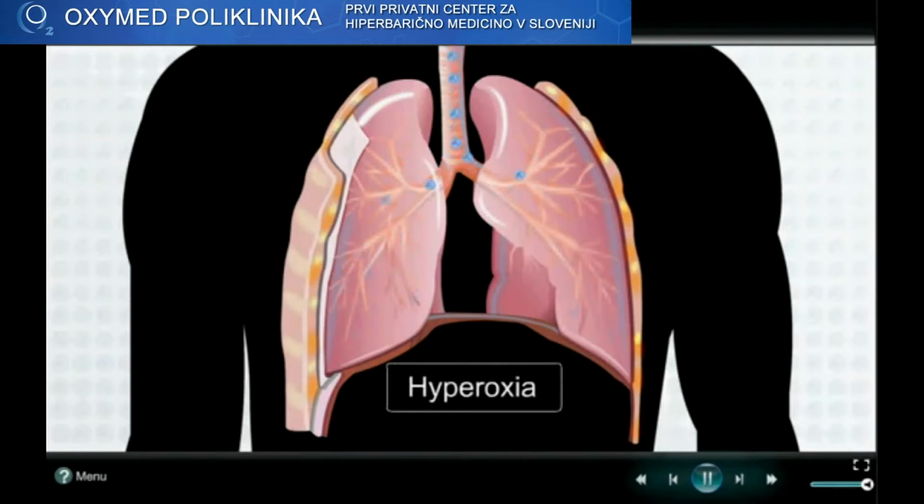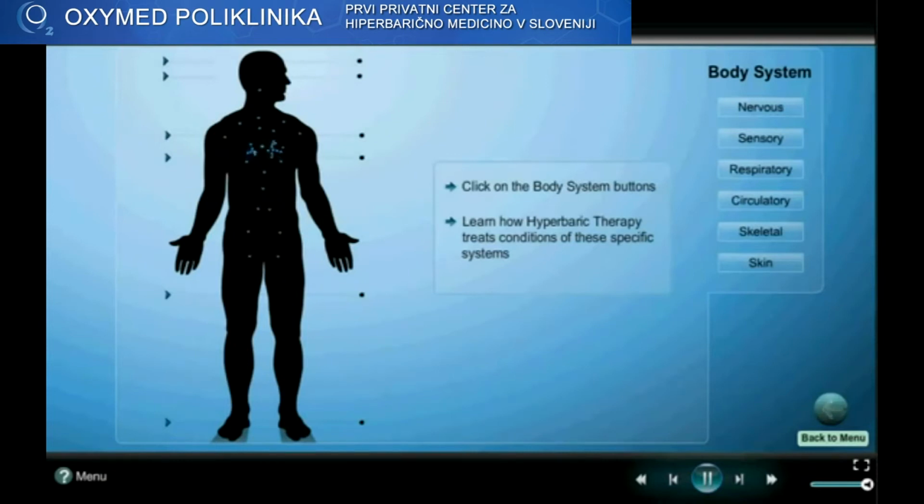It also allows for higher concentrations of oxygen to flow through the body, including the areas with limited blood flow. This results in improved healing. Click on the system buttons to learn how hyperbaric oxygen therapy treats different conditions.